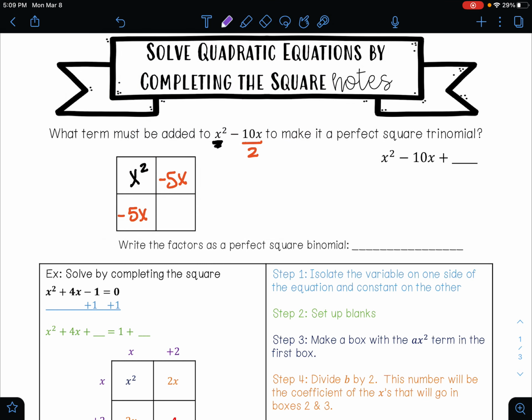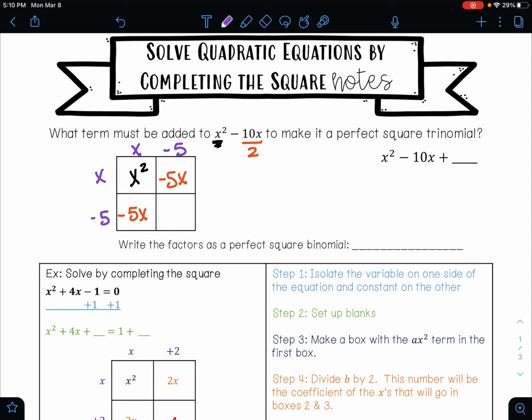Next, I'm going to find the greatest common factor in each row and in each column. The greatest common factor between x squared and negative 5x is x. X times what number would give us a negative 5x? Negative 5.